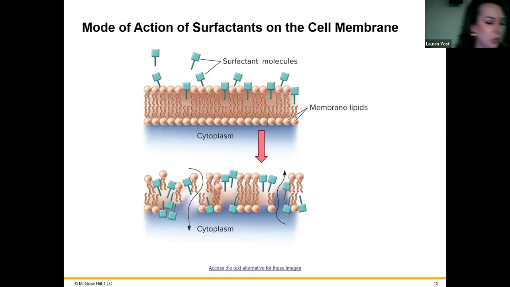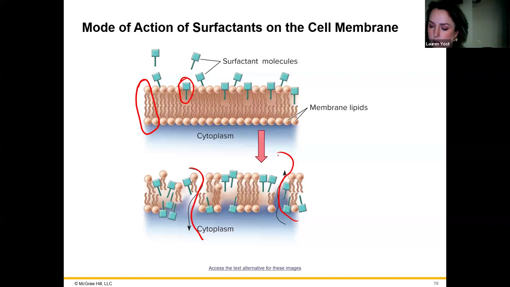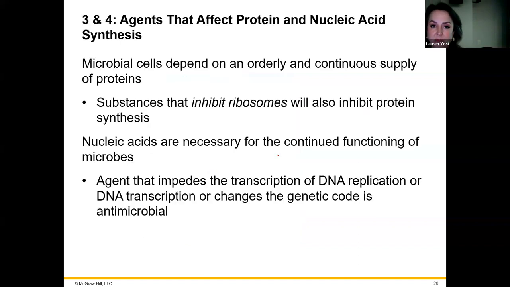So here's how it works. You have the actual lipid bilayer normal situation over here. These guys mimic it, at least as far as structure goes. They might have a different charge and stuff like that, but they'll stick in there and then eventually cause a weakness in the membrane that can let things get in or out or both. Okay, so that's how that would work with the cell membrane. All right. So surfactants and detergents fall into that category.